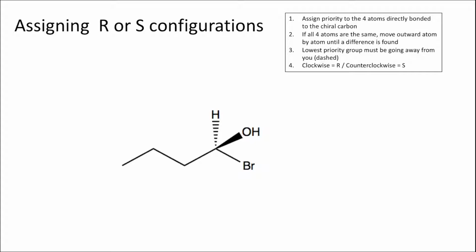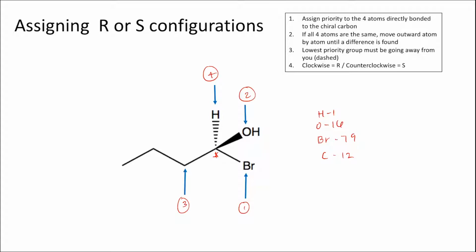The first step is to assign priority to the 4 atoms directly bonded to the chiral carbon based on their atomic mass. If this is our chiral carbon, the 4 atoms directly bonded to it are hydrogen, which weighs 1, oxygen, which weighs 16, bromine, which weighs 79, and carbon, which weighs 12. Because bromine is the heaviest, it will be assigned the number 1 priority. Oxygen is the second heaviest, then carbon, then hydrogen is the lowest priority group because it is the lightest.